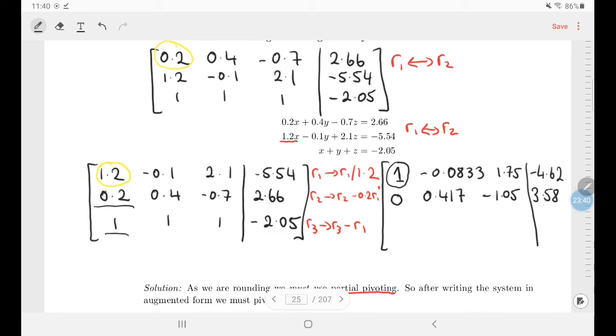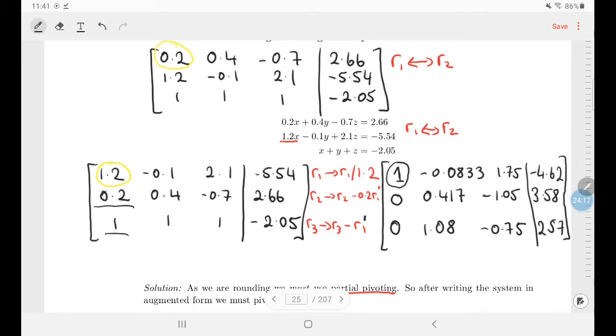And then the last one is a bit easier. So row 3 minus the new row 1. 1 minus 1 is 0. 1 minus that number there would be 1 plus 0.0833, which to 3 significant figures would be 1.08. And 1 minus 1.75 is minus 0.75. And then the last one, 2.05 minus that number, minus a negative is plus 4.62. I get 2.57. How bad.